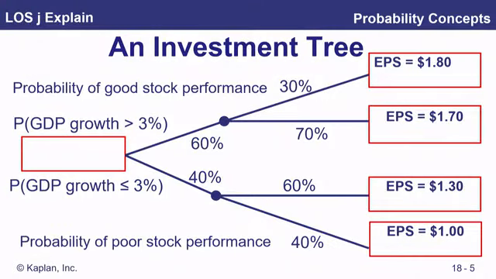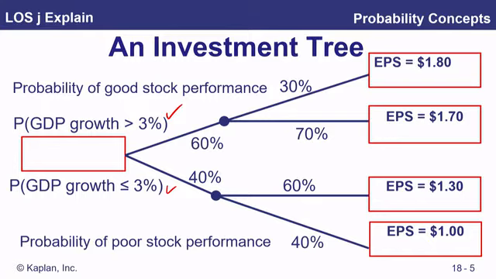Now here's a handy tool, an investment tree. So let's see what we're looking at here. We're starting out and taking a look at GDP growth. We've got 2 possible outcomes here: GDP growth greater than 3% and GDP growth not greater than 3%. And our probabilities are 60% and 40%.